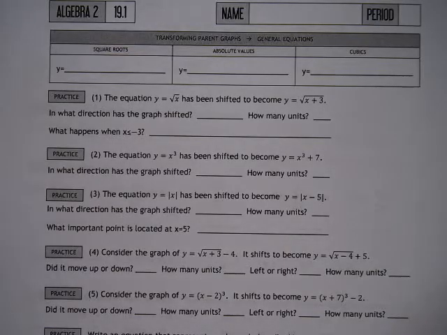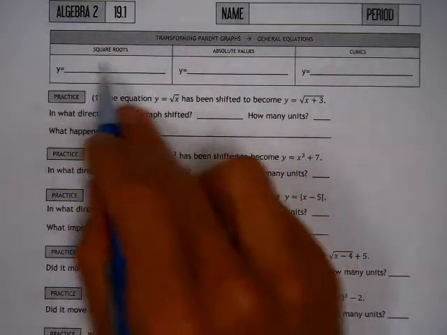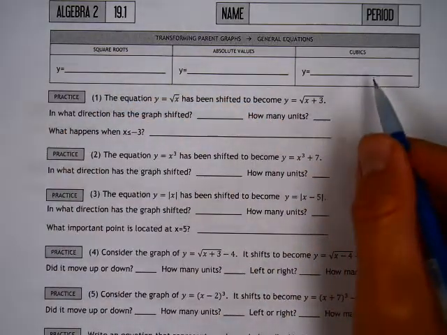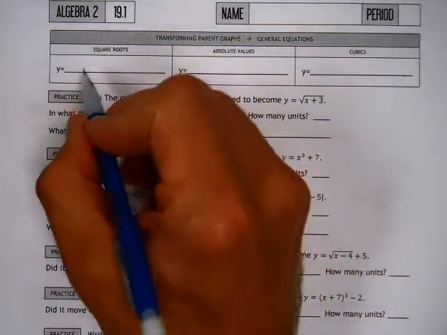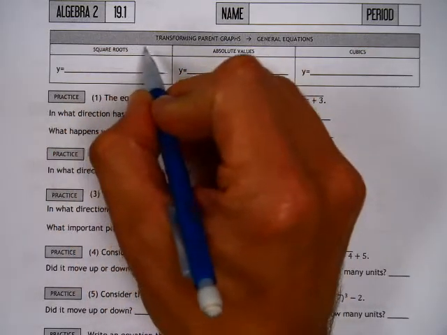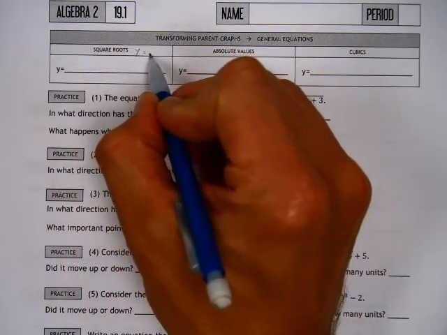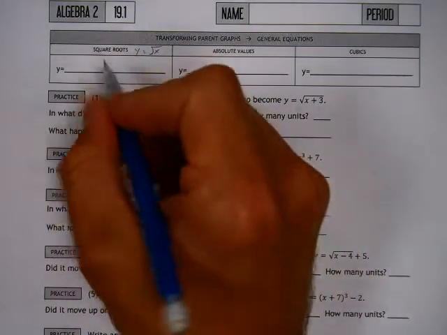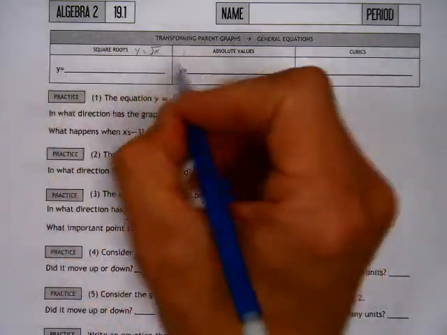Well, this is going to be kind of a big picture thing here. You've got three different equations that we're working with today, and I'm going to give you the general equation of each one. So square roots involves the basic equation y equals the square root of x. Call that the parent graph, the general graph that tells you all the other stuff that goes with it.